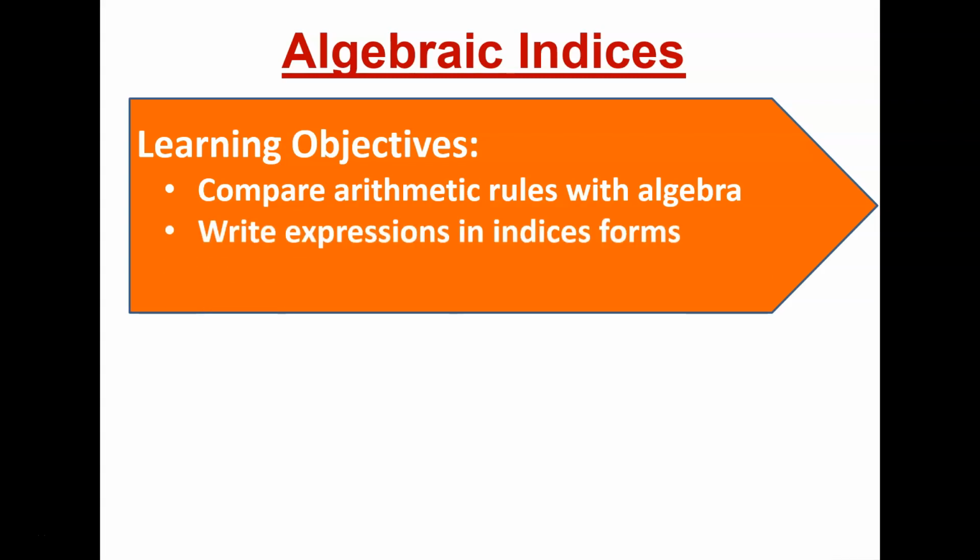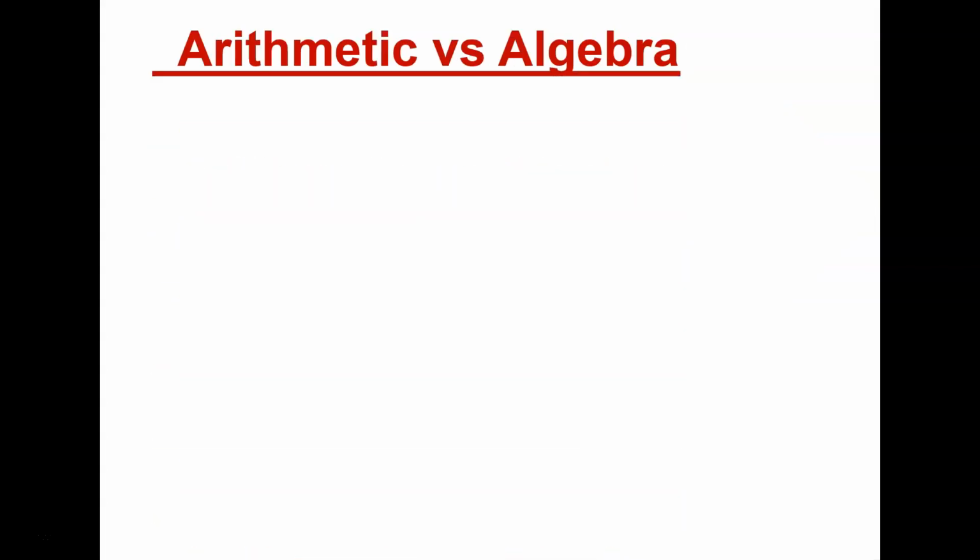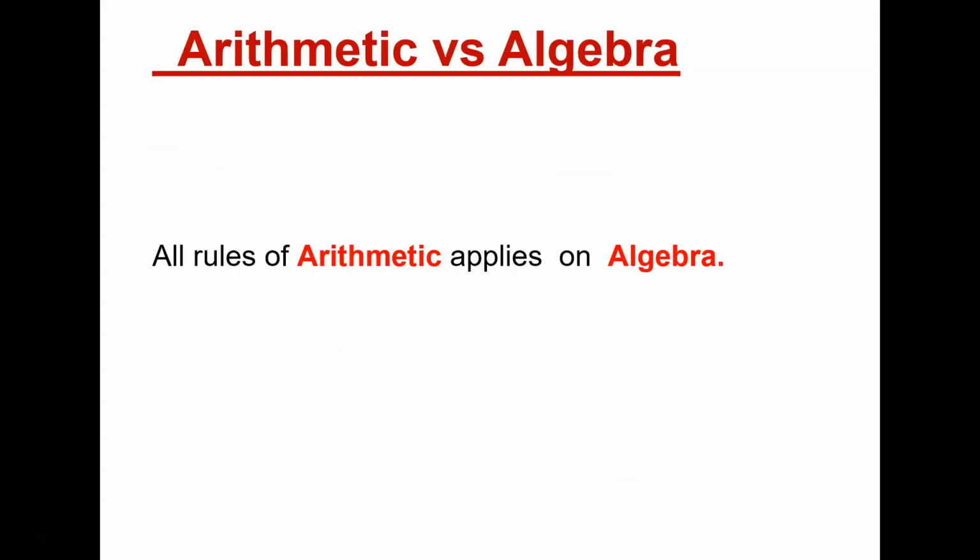Write expressions in indices form. We'll see what indices are, but we'll get expressions and we're going to change them into indices form. Write indices in multiplication, which is simply the opposite, the second learning objective. Fine. Arithmetic against algebra.